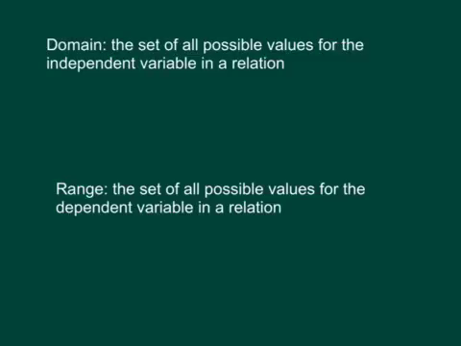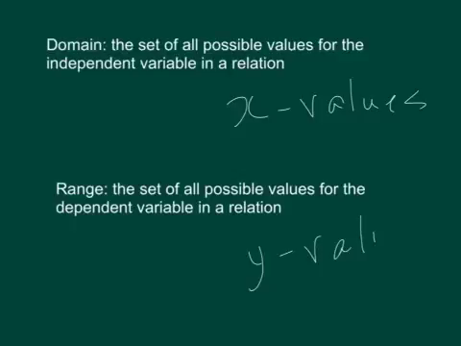The domain then is the set of all possible values for the independent variable in a relation. We shorthand that to say all of the x values. The range is the set of all possible values for the dependent variable in a relation, and we shorthand that to say all of the y values.